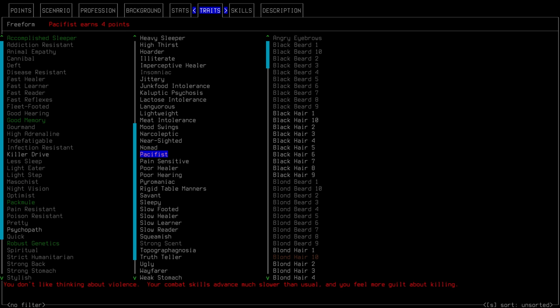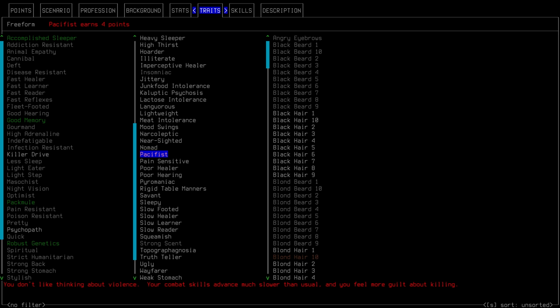Jumping across to our negative traits, we only have one negative, and it's pacifist, which is quite a big negative, meaning that Hilma doesn't like thinking about violence and that her combat skills will advance much slower than usual, and she's going to feel guilty whenever she does need to kill. I imagine that is also going to apply to animals, so when it comes to hunting, I guess we'll see where that takes us.